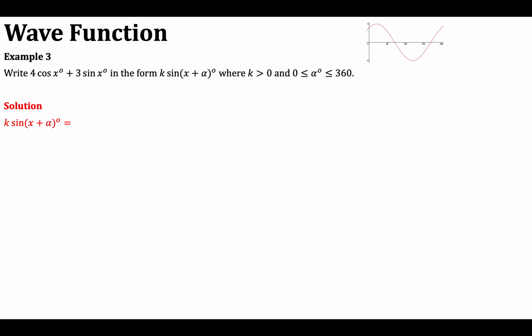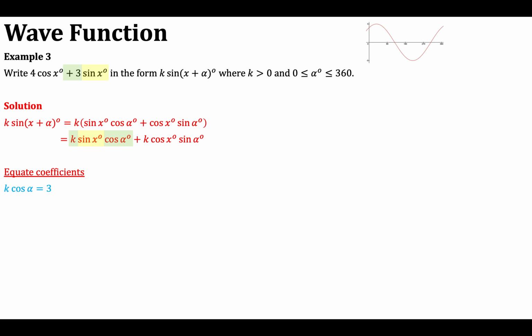So we're asked to express it in the form k of sine of x plus alpha, and expanding that will give us k times sin x cos alpha plus cos x sin alpha. Multiplying throughout by k gives us k sin x cos alpha plus k cos x sin alpha. And we can now look at equating coefficients, and we can see that k times cos of alpha is equal to 3, and k times sin of alpha is equal to 4.